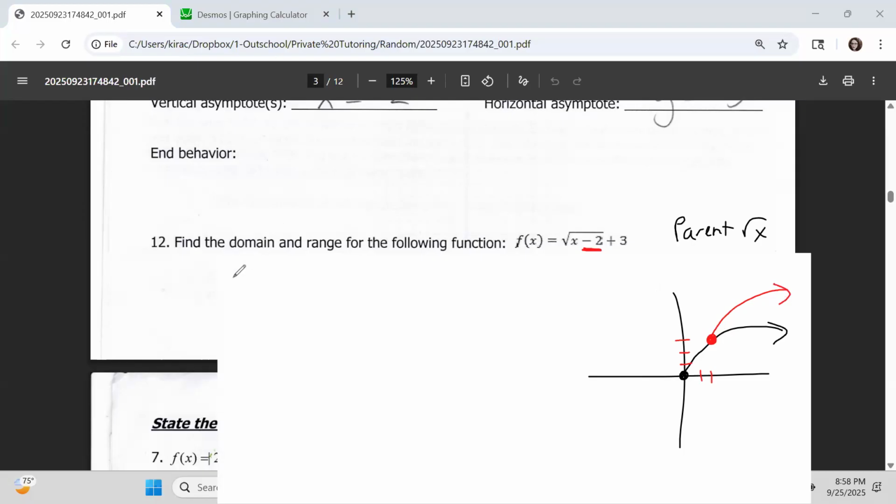So looking at the red one, the domain on the x starts at 2, and I'm doing a solid because it does touch, and goes forever to the right. And the range, the y value, starts at 3. I'm doing solid because it does touch and goes forever up. So that's the graphical way to do that.